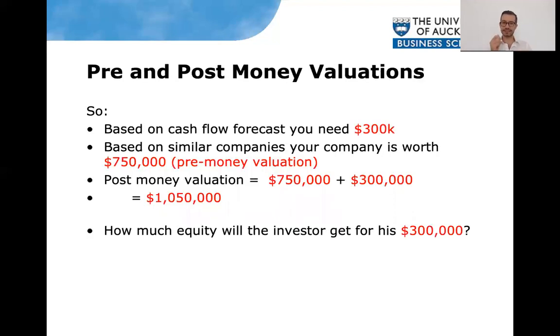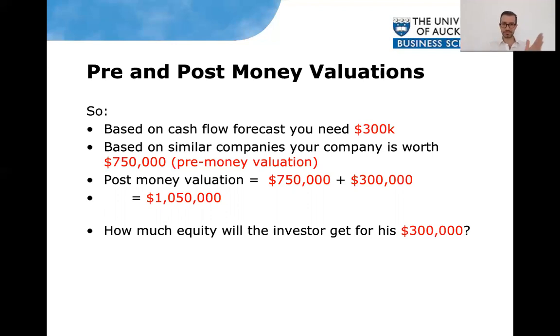Once you have the valuation, this is your pre-money valuation. The difference between pre-money and post-money is simply the investment. So for example, from your cash flow projection, you want to raise $300,000. You're looking at the comparables and you think, my pre-money valuation is $750,000. This means that your post-money valuation is 750 plus 300 means 1,050,000 valuation. Okay, so post-money valuation is your pre-money valuation plus the investment.